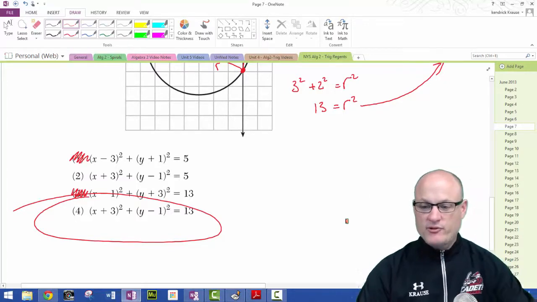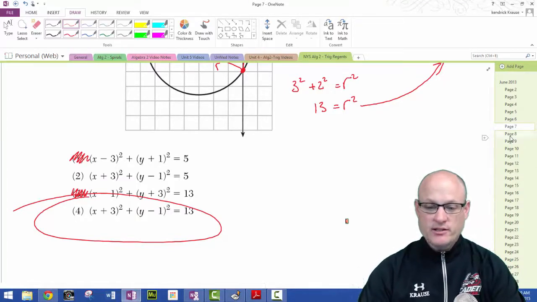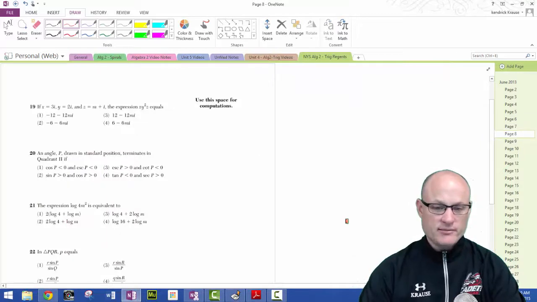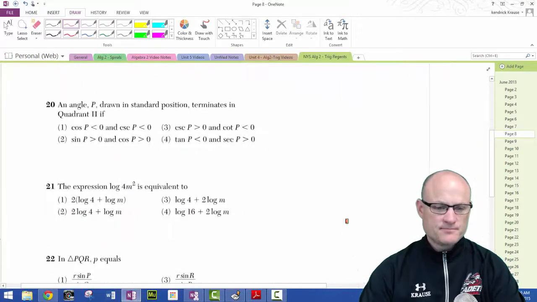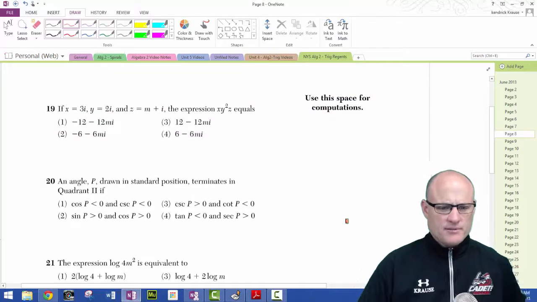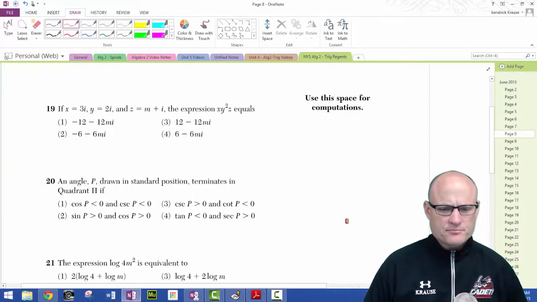And we're done with page 7. Moving on, kids. No problem. We got 19. All right. So we're going to replace x with 3i. We're going to replace y with 2i, and we're going to square it. And we're going to replace z with m plus i.